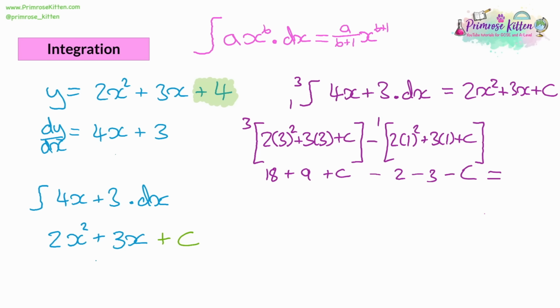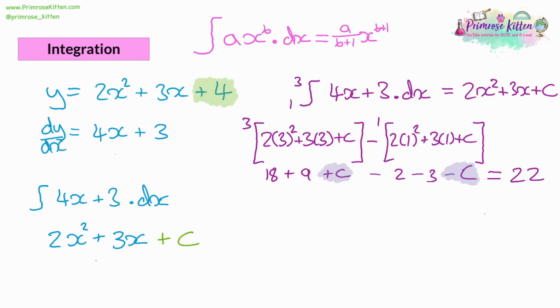And if you do that, what you'll notice is we've got a positive plus c and a negative plus c, and they're going to cancel out. So you can actually solve a definite integral even if you don't know what c is. So we can add these up. 18 plus 9, take away 2, take away 3, and altogether we get 22. So we get a full answer without needing to know every single bit of the thing that we integrated.